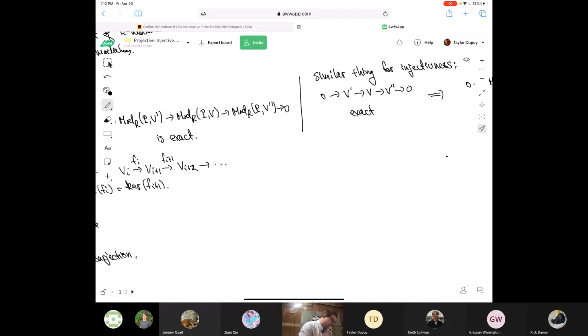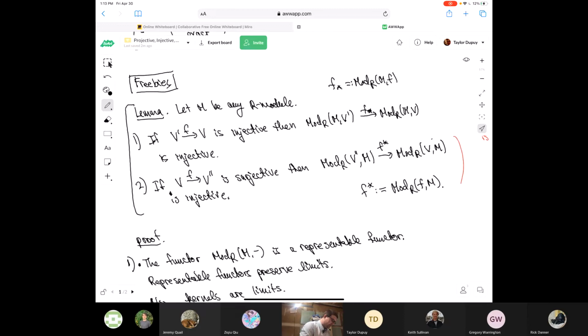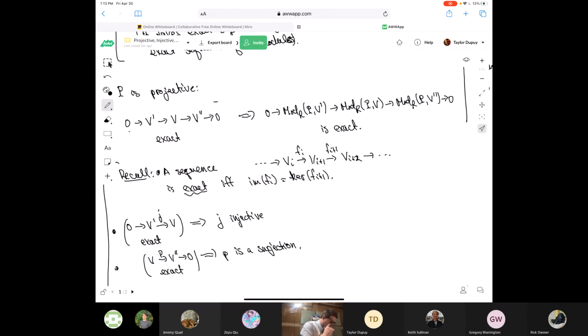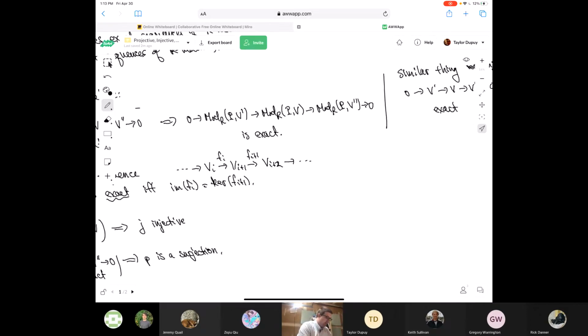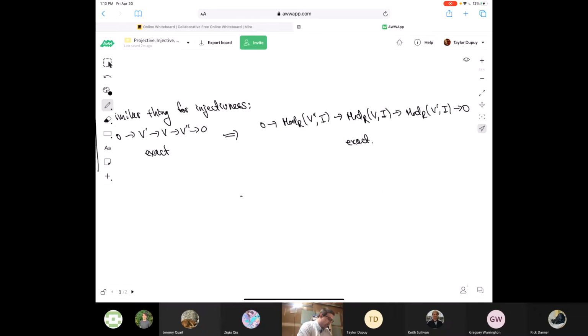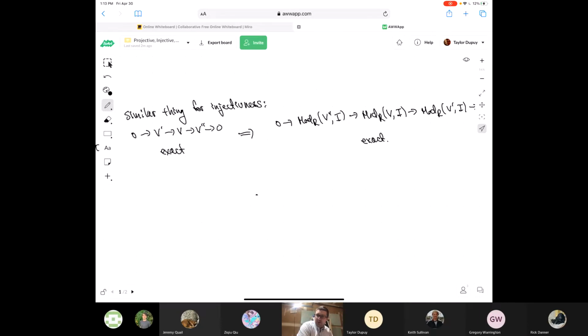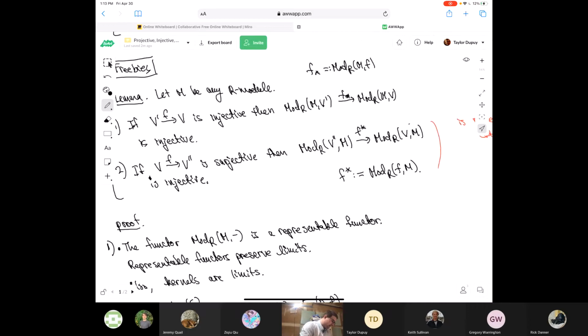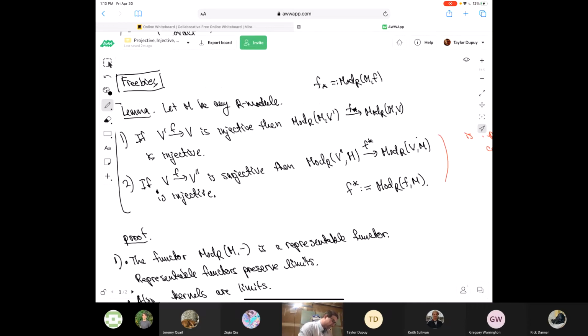For this one you would think you need to take injections to injections and surjections to surjections. And for this one, since everything gets flipped, you want surjections to go to injections and injections to go to surjections. You think that you need to check two things. It turned out that we had some freebies. And the freebies were this.